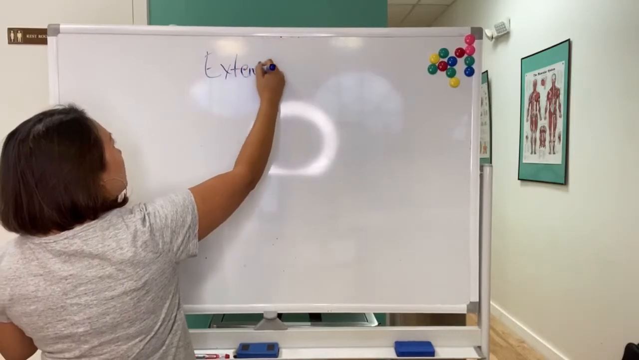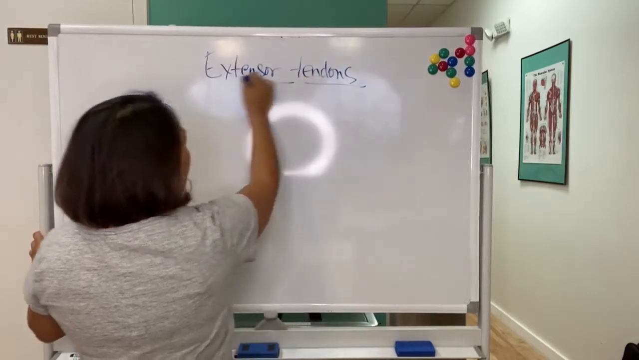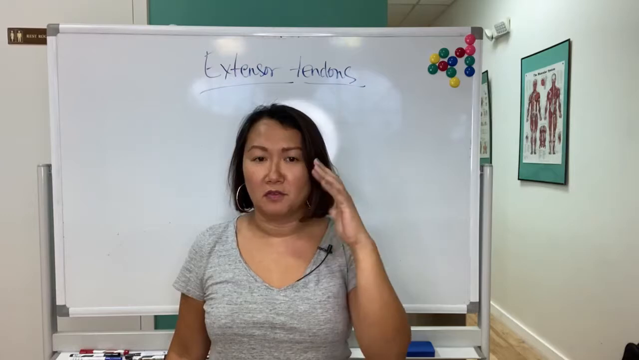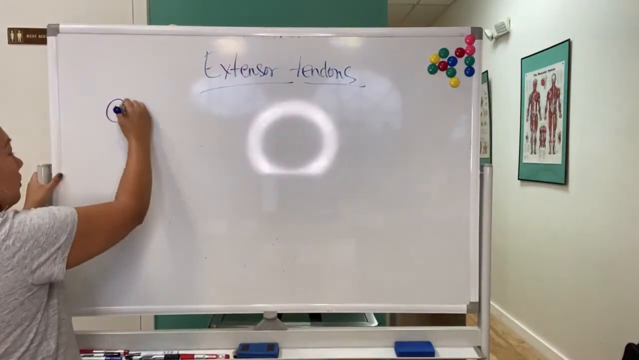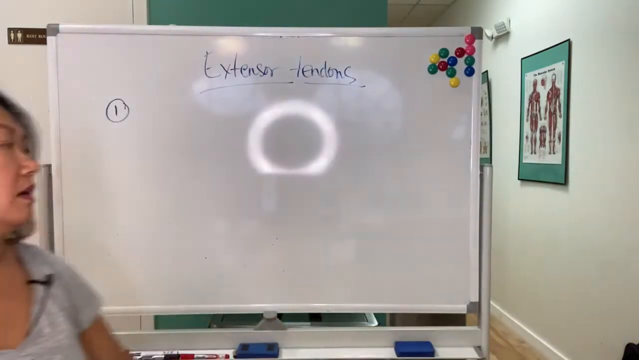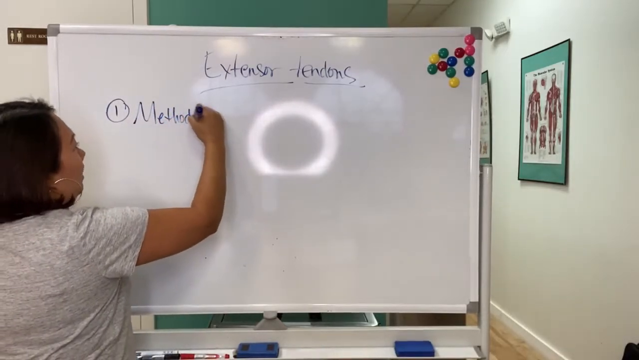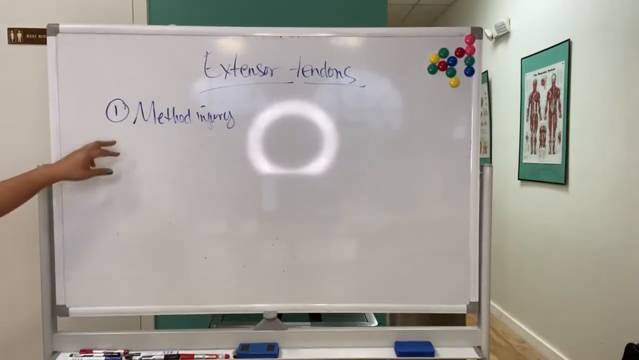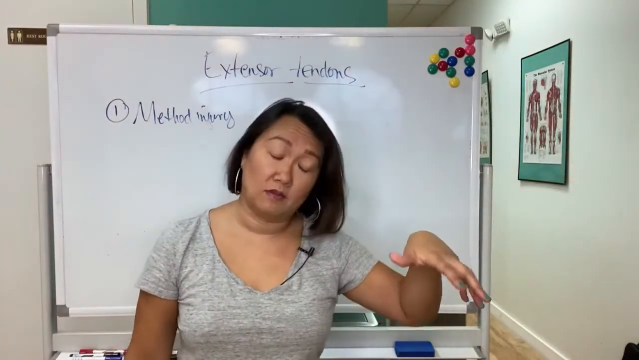So extensor tendons. I hope that you guys have some paper and some pens for your hands. It's really, really key. I'm going to go over a couple of things. First, you always want to think about the mechanism of injury. This is where you can get tripped up with an extensor tendon, as compared to flexor tendons.